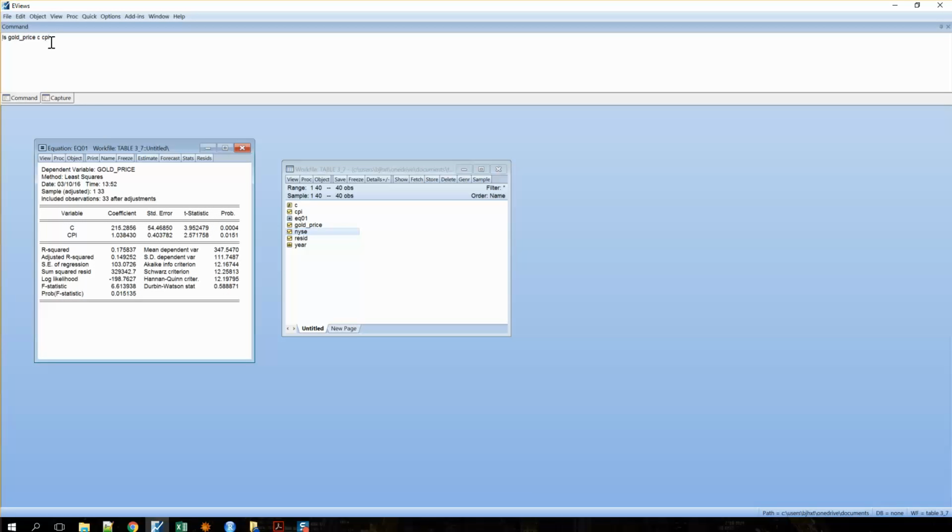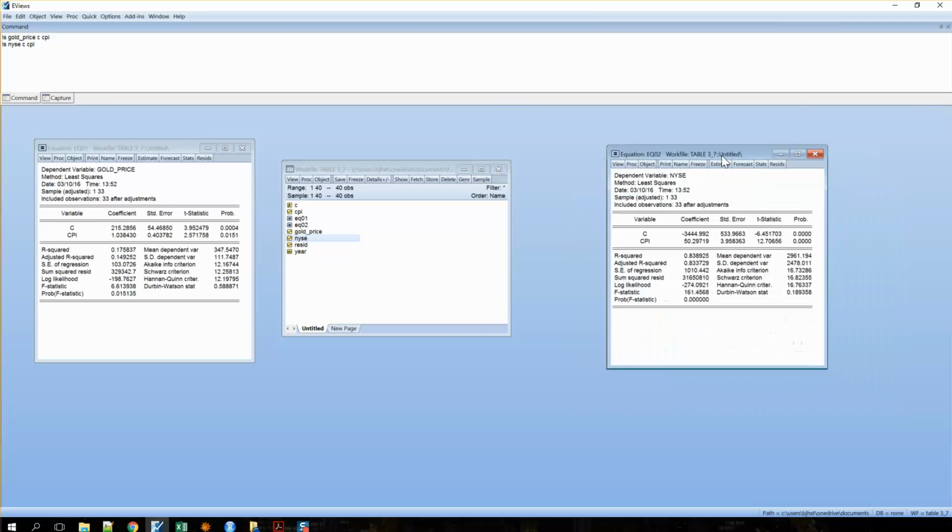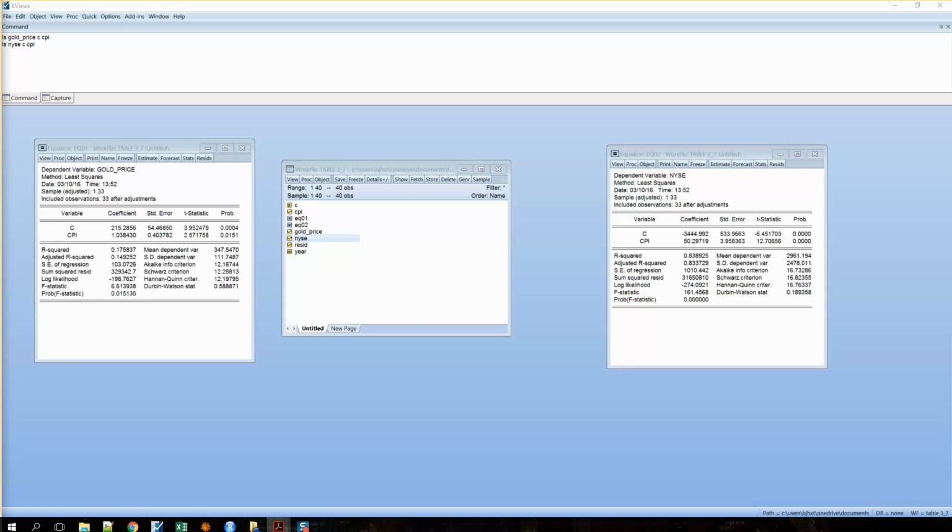That's fine. And then we can do LS NYSE C CPI, and then we get our next output, and we can go ahead and name that equation 2. Okay, so we have both of our outputs here.